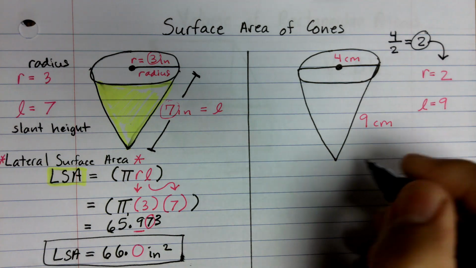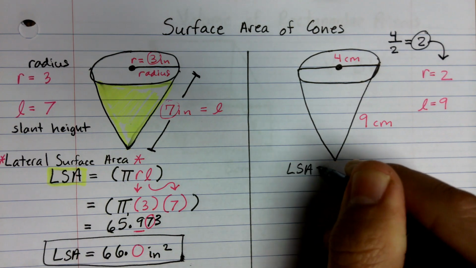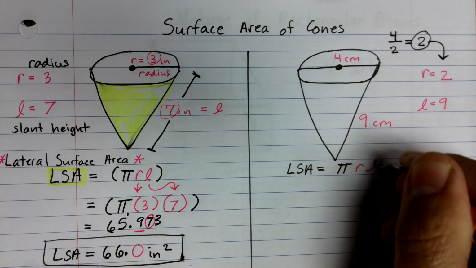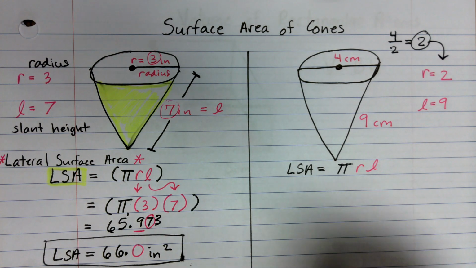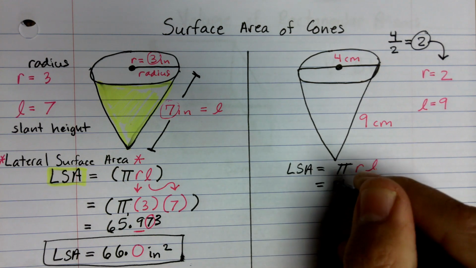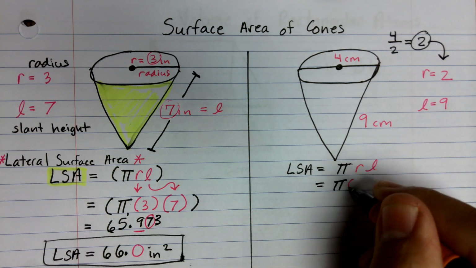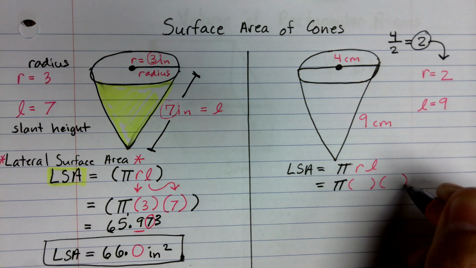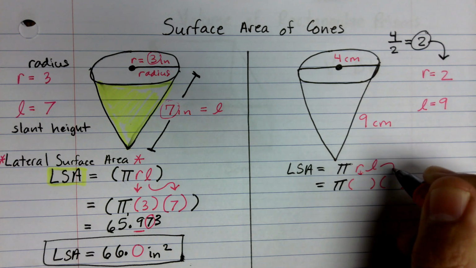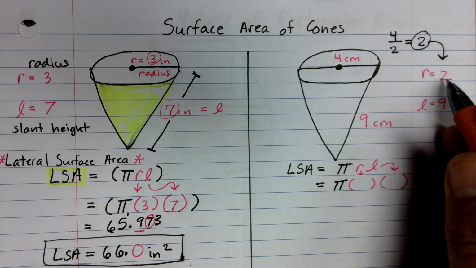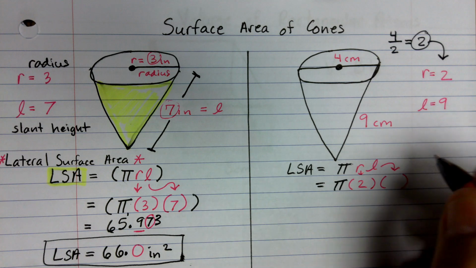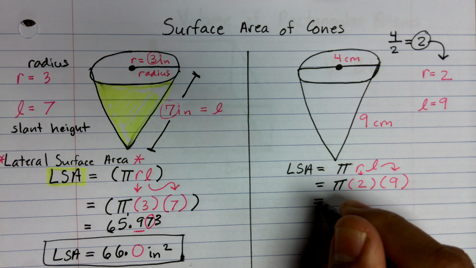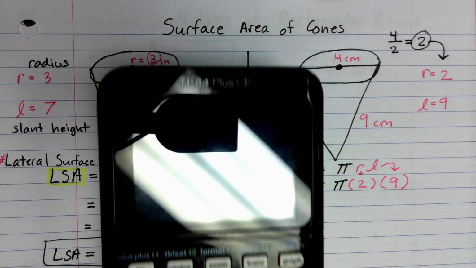So we'll go ahead and use our formula now for LSA. And that's going to be equal to pi times r times L. So this will be pi. Replace the r with a set of parentheses. And replace the L with a set of parentheses. And I'm going to put my values in. We have 2 for the radius, and we have 9 for the slant height. And let's see what we get when we put it in the calculator.